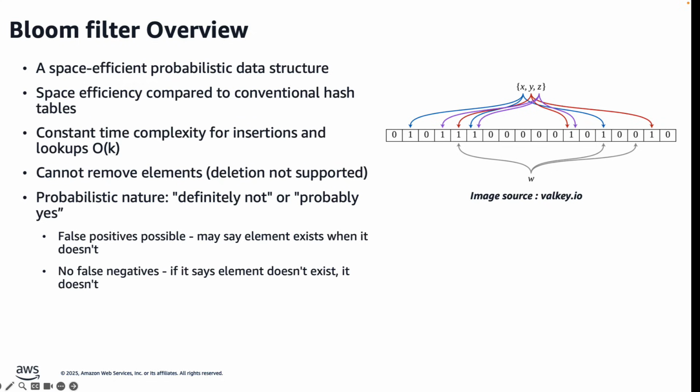When you query a Bloom filter, you get one of the two answers: definitely not in the set or probably in the set. The definitely not is 100% accurate. This is the no false negatives guarantee. However, probably yes might be wrong due to hash collisions from other items setting the same bits. This trade-off between space efficiency and perfect accuracy is what makes Bloom filters so powerful for high-volume screening applications where occasional false positives are acceptable, but missing actual items would be problematic.